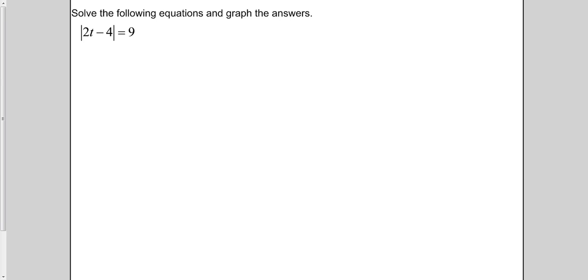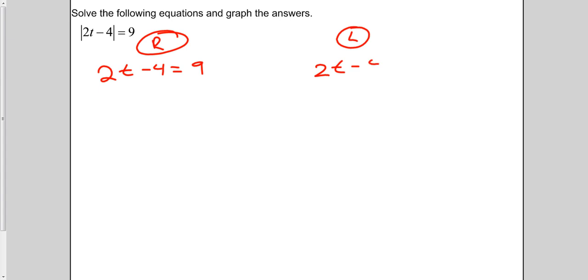So in this problem, this is what we're going to do. It says solve the following equations and graph the answers. And so this we're adding in a little bit. We're going to graph the answers when we're finished. So I'm going to do exactly what I said. I'm going to take exactly what's written in the absolute value with the current distance. That's the to the right case, or the original. And then I'm also going to do the to the left case, which is going to be 2t minus 4, exactly what's written in the absolute value, minus 9.